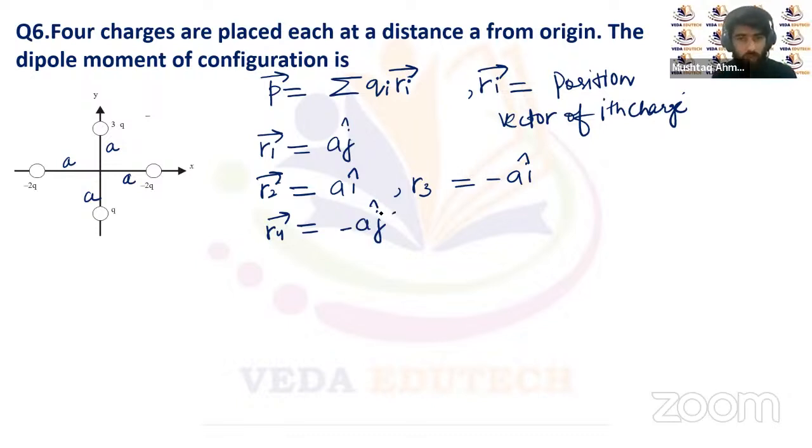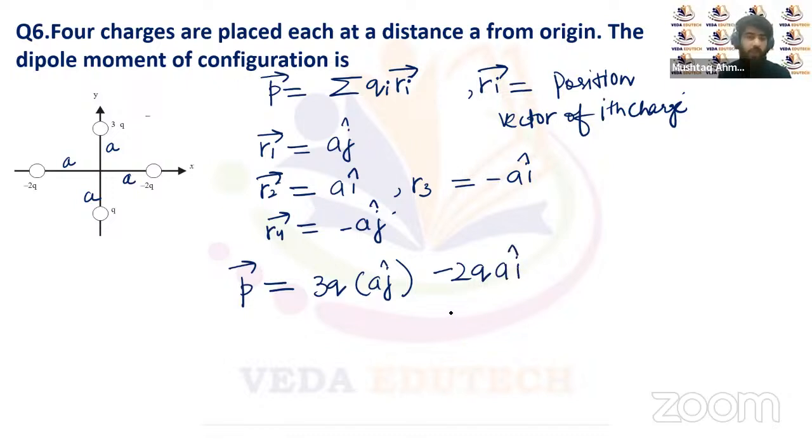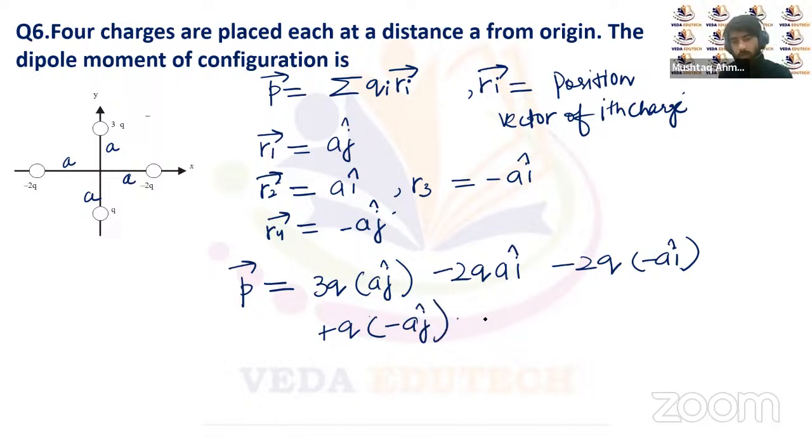Now we'll apply the summation of qi ri for all the four charges. The net dipole moment will be: for this charge 3q, the position vector is a j cap. For this charge minus 2q, the position vector is a i cap. For this charge, minus 2q again, the position vector is minus a i cap. And for the fourth charge of plus q, the position vector is minus a j cap. Now it becomes quite easy to calculate the dipole moment in this way, right?